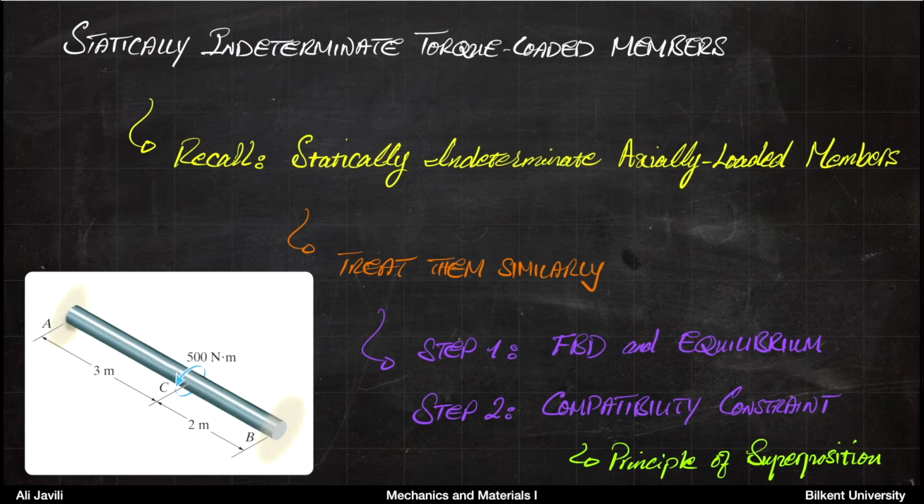Now, the second step is usually writing some sort of compatibility constraint. These compatibility constraints are usually related to the geometry or geometrical features of the structure. And we can, for instance, use the principle of superposition to deal with these problems. Okay, so long story short, if you have a statically indeterminate structure, you need to go through 2 steps. Step 1, free body diagram and equilibrium. Step 2, compatibility constraints.